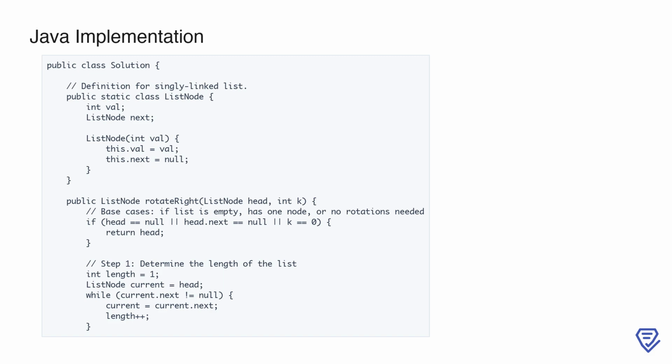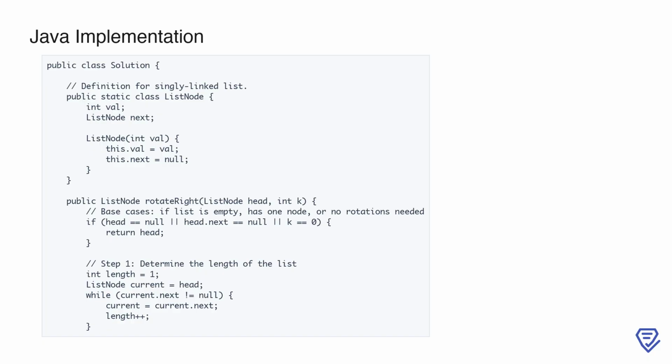Moving into the Solution, the rotate_right method takes 2 parameters, the head of the linked list and an integer k, which represents the number of positions to rotate the list to the right. First, we handle simple base cases. If the list is empty, contains only one node, or if no rotations are needed, we simply return the head as is since no changes are required. Next, we calculate the length of the list.